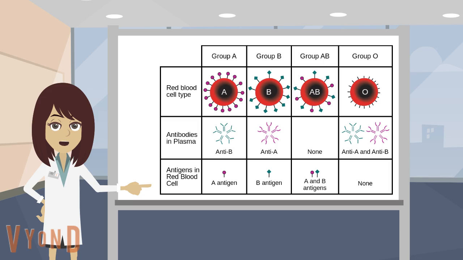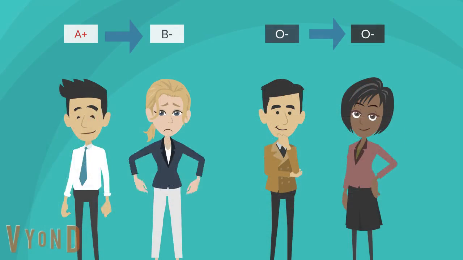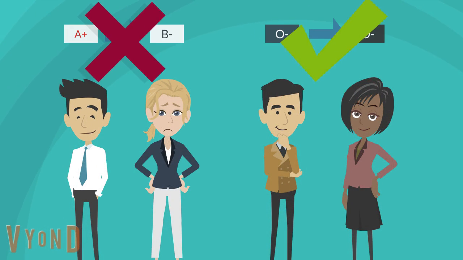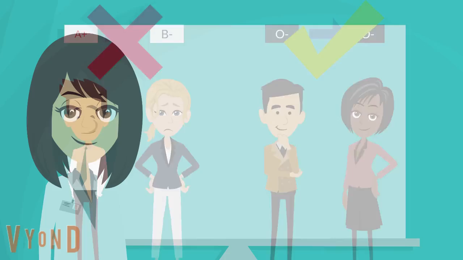As you can see in this table, a person with type A blood has A antigens on the surface of their red blood cells and anti-B antibodies within their plasma. Each blood type has a different combination of antigen and antibodies. These combinations decide how the body will react to other blood types after a transfusion.